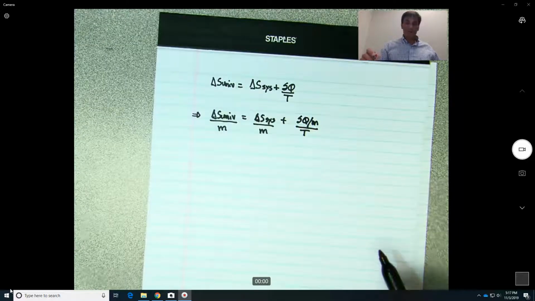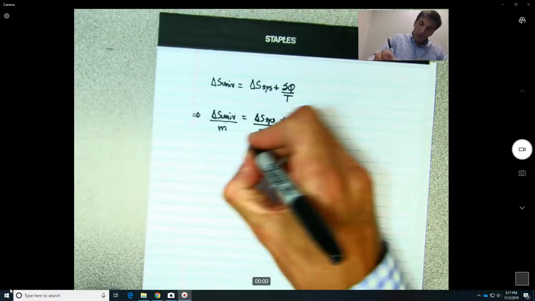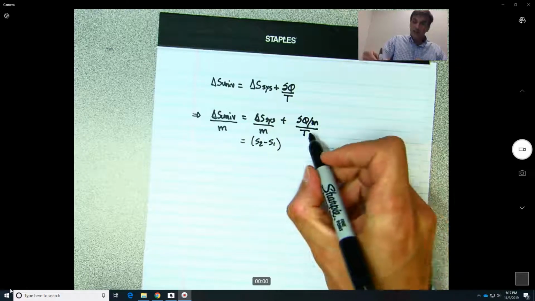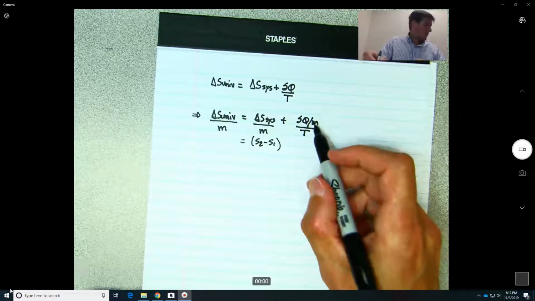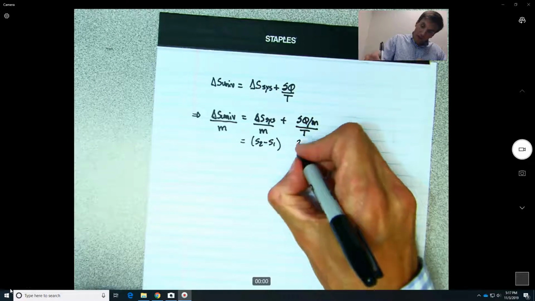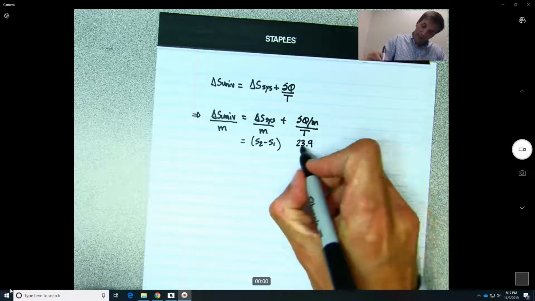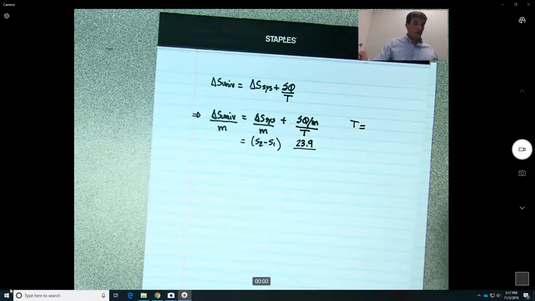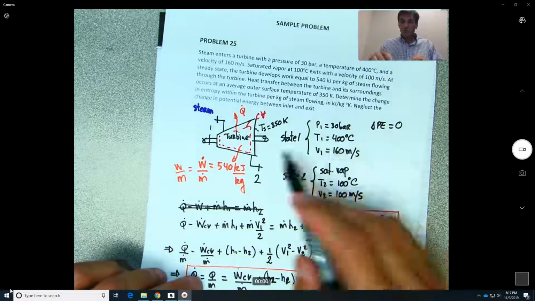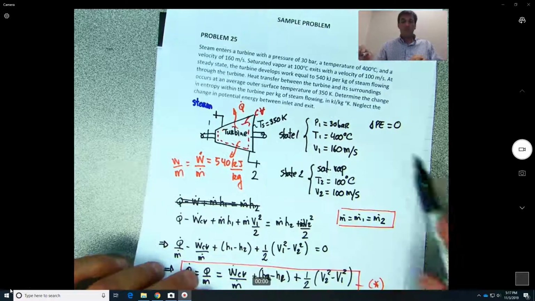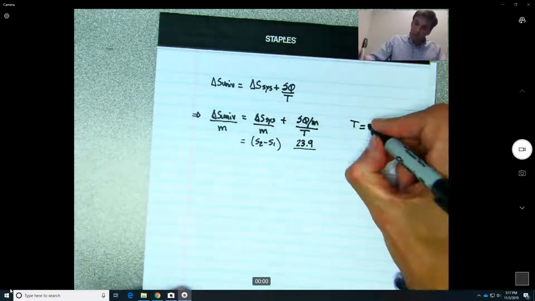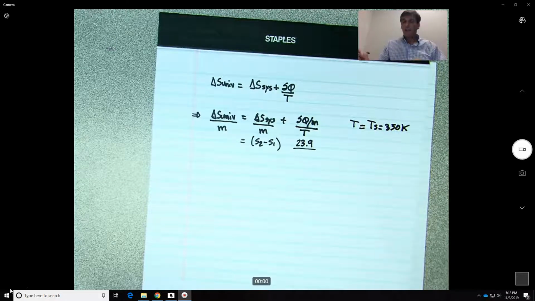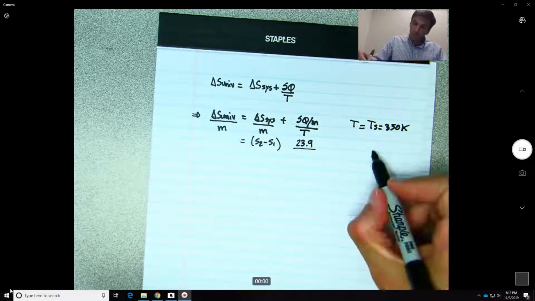So everything on the table is per unit mass. So this is really equal to what? S2 minus S1. And now this is the value we just calculated, which is 23.9. And this time the temperature should be the temperature given at the surface. Okay, so the 350. So T equal T surface equal 350 Kelvin.